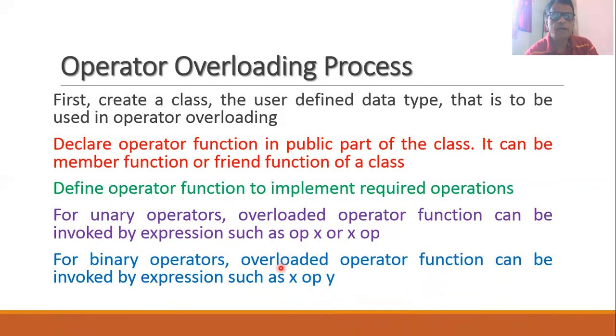In case of binary operators, the overloaded operator function can be invoked by writing an expression such as X operator Y. In case of a binary operator, we know that there are two operands. One operand has to be written first, then we write the operator, and then the second argument afterwards. Whenever we write a statement X operator Y, the overloaded operator function will be automatically invoked by the compiler.